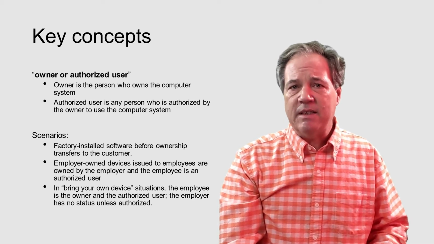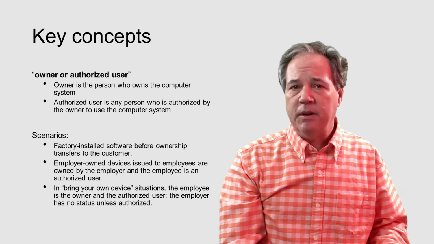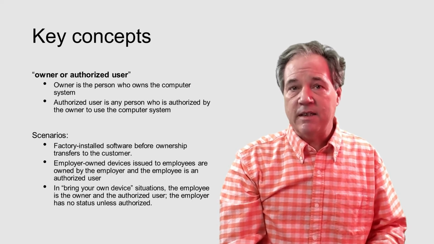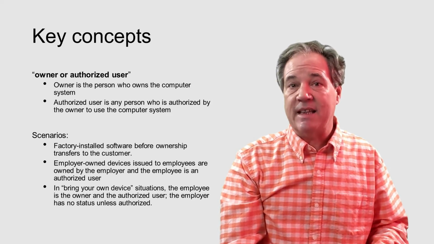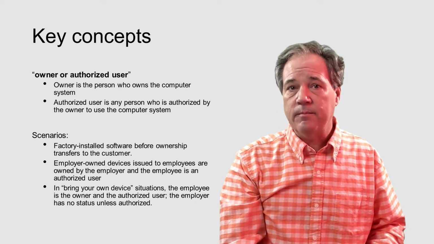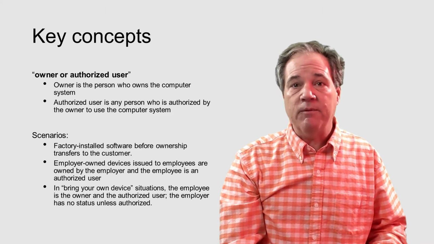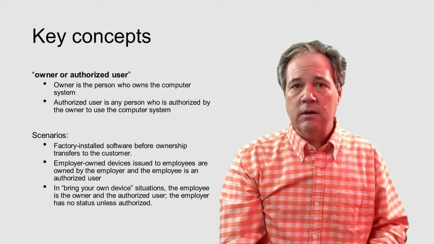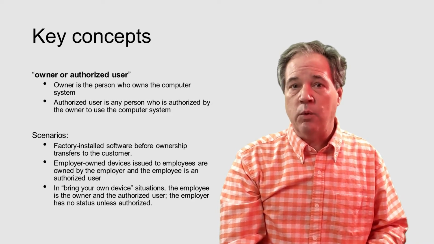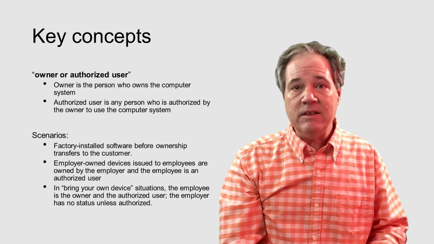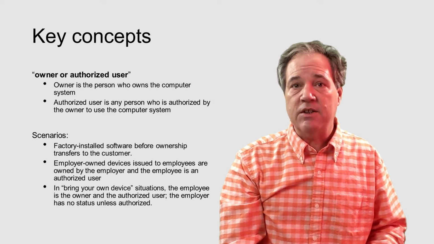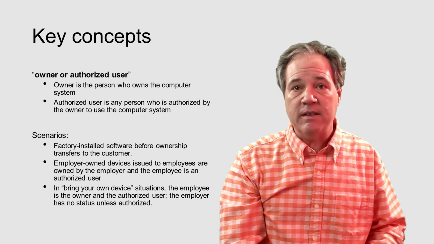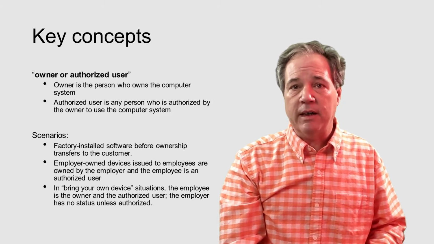There are some scenarios to think about when considering owners and authorized users. For example, if a company pre-installs software on a device at the factory or before ownership transfers to the end customer, that company is the owner of the device at that time and can install whatever they like on it. Many companies issue devices like laptops and smartphones to employees. Those employers own the devices and can install any software they want on them. But increasingly, employees are using devices that they own for work-related purposes, and employers may have a legitimate interest in installing mobile device management and security software on those devices. Unless there's a clear agreement that the employer gets to do so, they may find themselves offside this law.